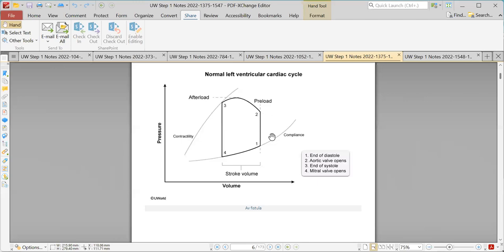If there's a preload, you see a taller and broader mountain, but if it is mitral regurgitation, you see a broader mountain, but shorter. It's a little bit shorter.